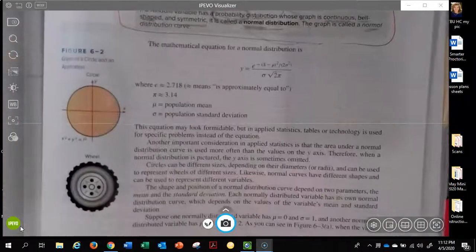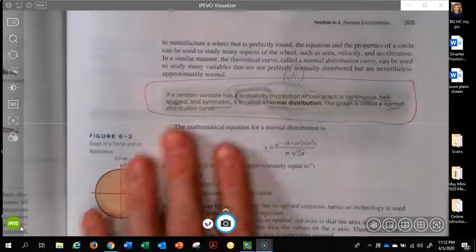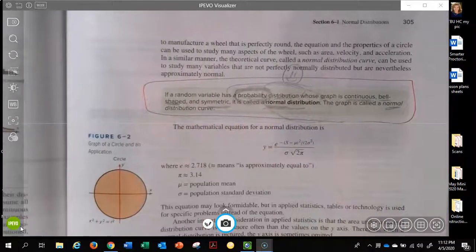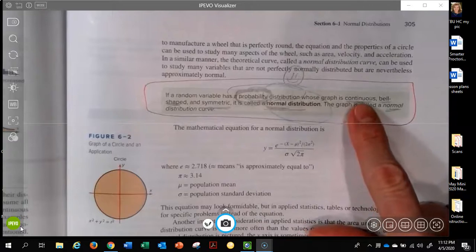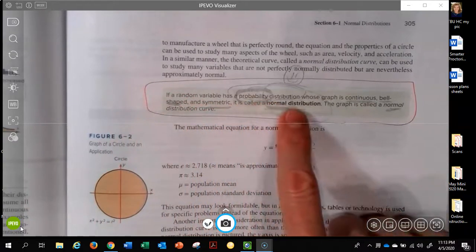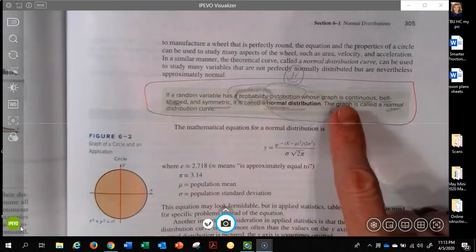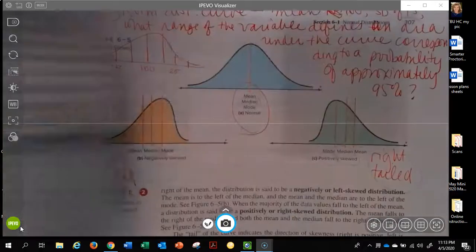Go on over to page 305. On 305, you see a green box. Highlighting, underlining the green box. If a random variable has a probability distribution whose graph is, start really underlining, continuous, bell-shaped, and symmetric, then we're going to call it a normal distribution. The graph is called a normal distribution curve.